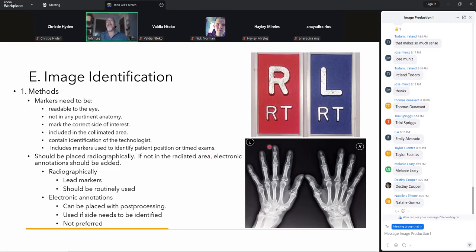Make sure that it's not in the anatomy. So now we're looking at image evaluation here. Make sure you're marking the correct side of interest. It needs to be in the collimated area. It needs to be in the light field. It's helpful to have your initials in there as well.